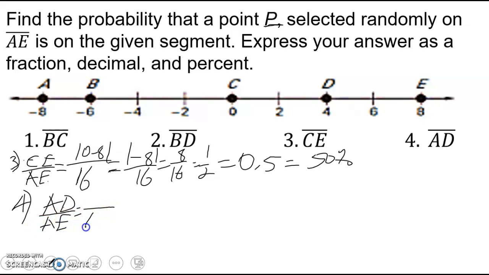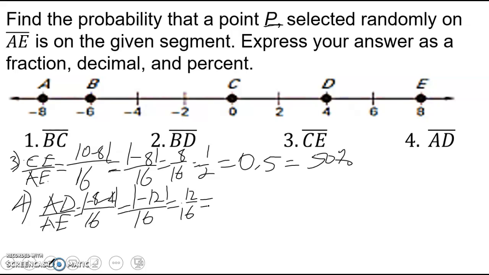Again, AE is the same. And AD, A, we have negative 8 minus D, we have 4. So that's negative 12 because they are both negative. You add them. Absolute value of negative 12 is positive 12 over 16.